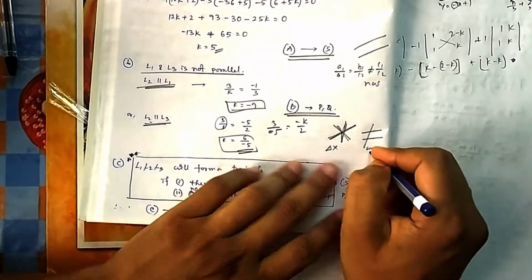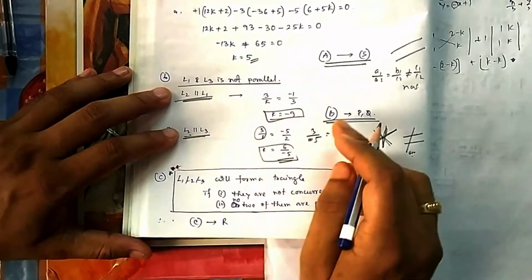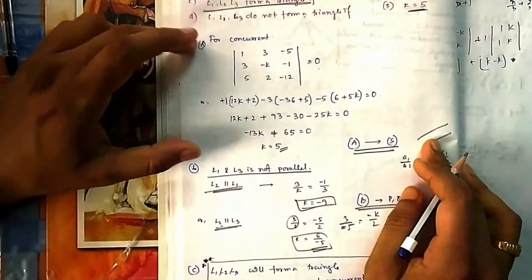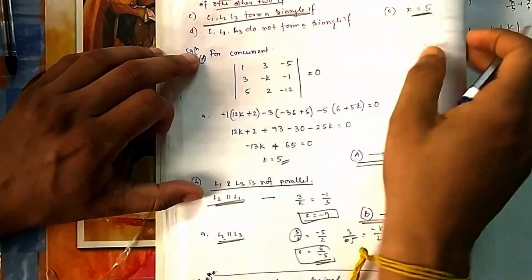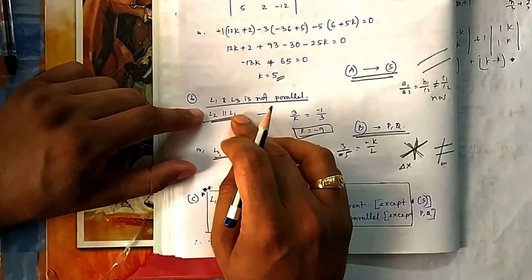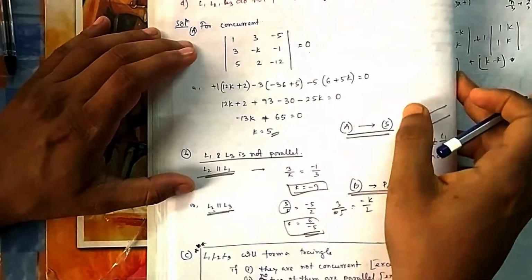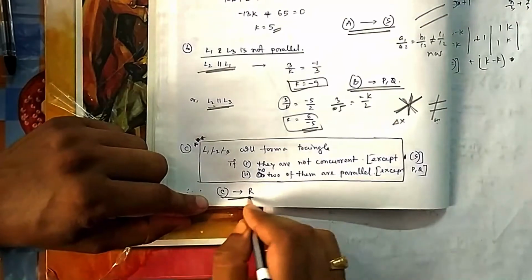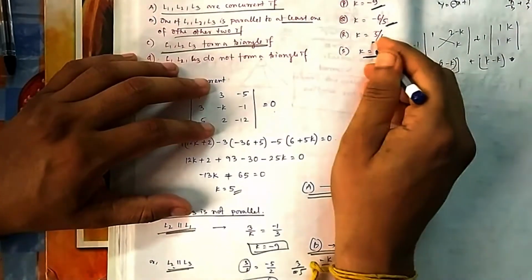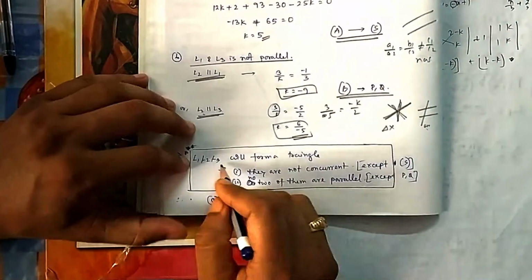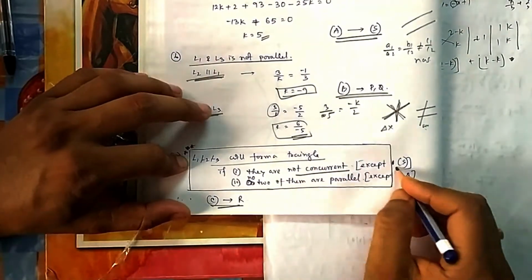So that is the second one, where any two are parallel. So these two cases cannot be possible. A, concurrent, it cannot form a triangle. B, any two cannot be parallel for forming a triangle. So you have to remove A and B options. So that means C can be connected with R only, that is 5/6. To form a triangle they cannot be concurrent, which means you have to remove S.